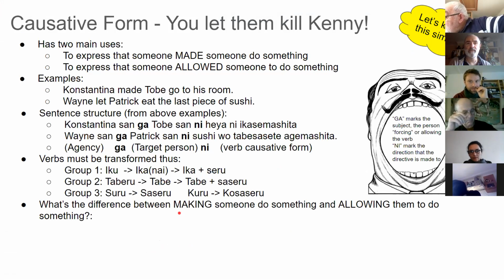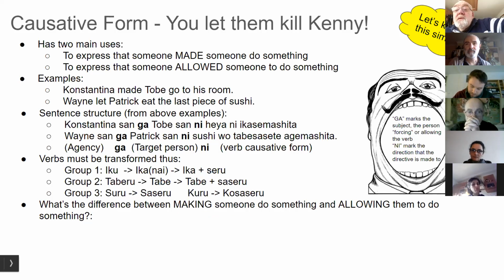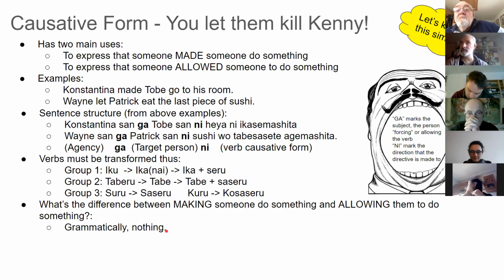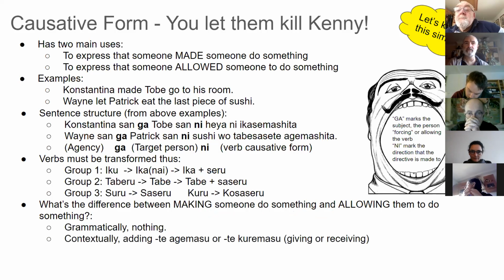Any questions, guys, so far? All good? Okay, so as I've already said, the difference between making someone do something and allowing somebody to do something is that grammatically, there's no difference in the sentence, but contextually, we will add te agemasu or te kurimasu after the conjugated verb to infer that it's somebody allowing somebody to do something.